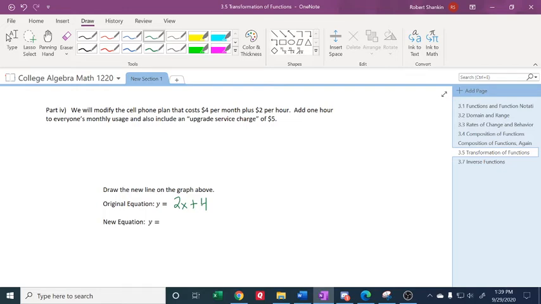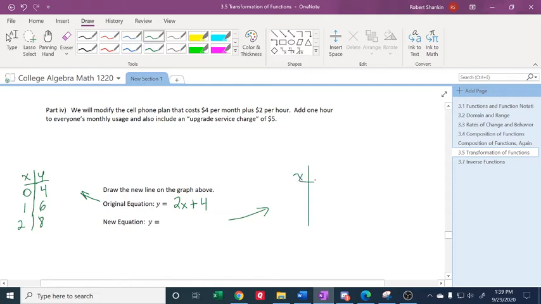Okay, so let me stop you here. If I drew for the original an XY table, we've already seen this, but if I use 0 hours, it costs me $4. If I use 1 hour, it costs me $6. 2 hours, it costs me $8. For the new equation, how should it work?